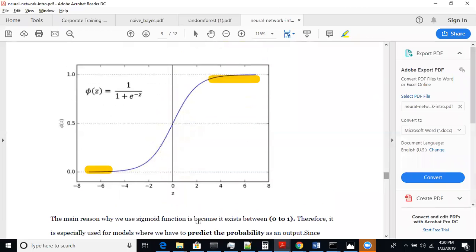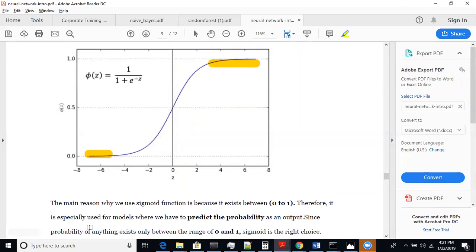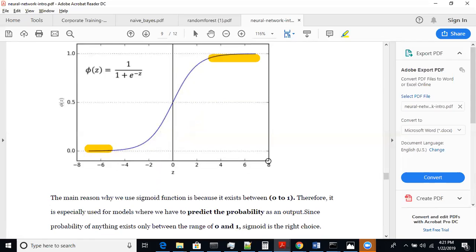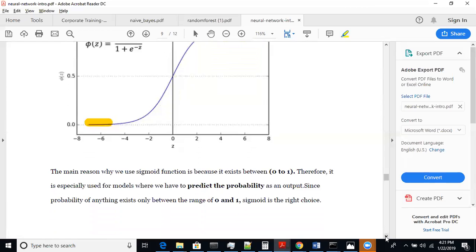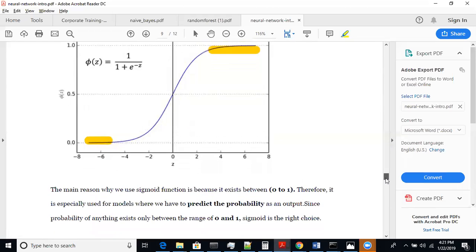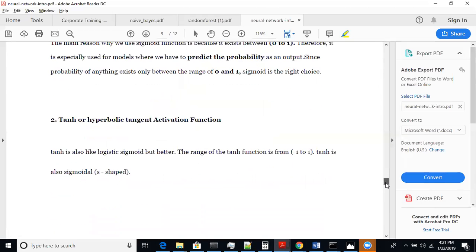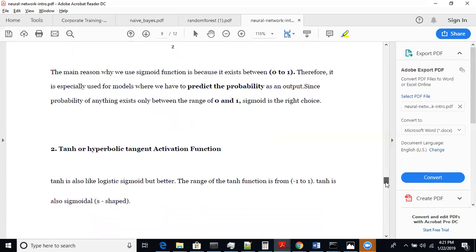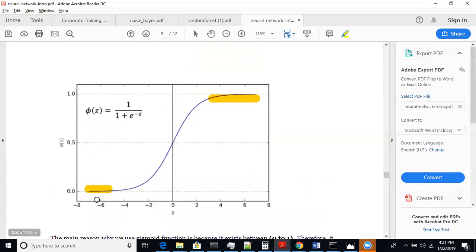The main reason we use the sigmoid function is because it exists between 0 and 1. Therefore, it is specially used in models where we have to predict the probability of an output. Since the probability of an output exists between 0 and 1, sigmoid is the right choice. So whenever there is a 0 and 1, you can use the sigmoid.